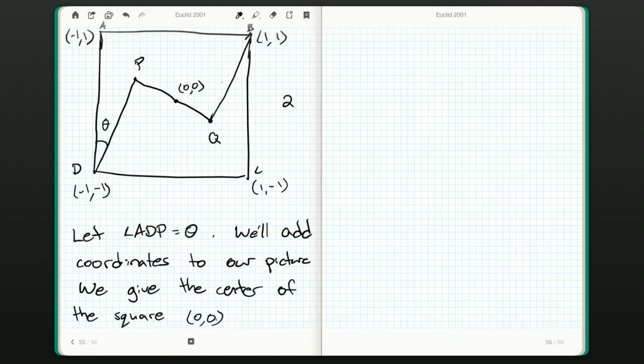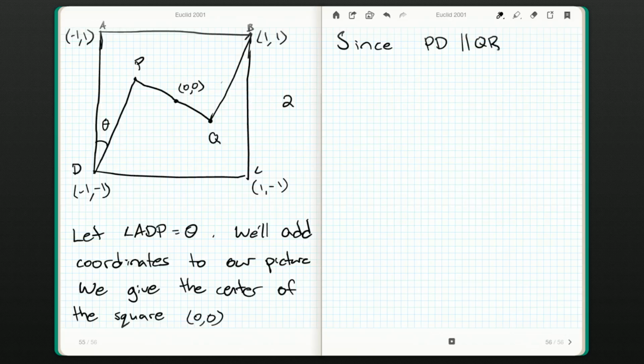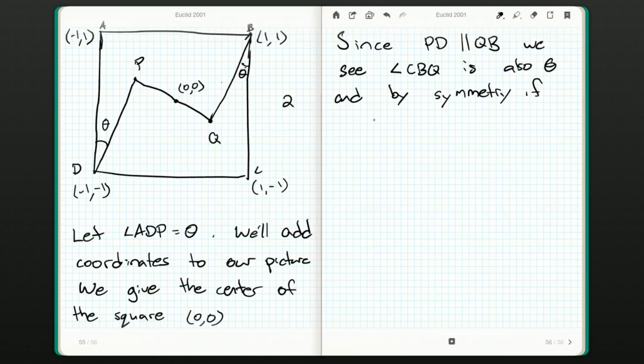So we're going to make the center of the square 0, 0. Now, since PD, we are told, is parallel to QB, we see angle CBQ is also theta. And let's give P some coordinates, let's say X, Y.